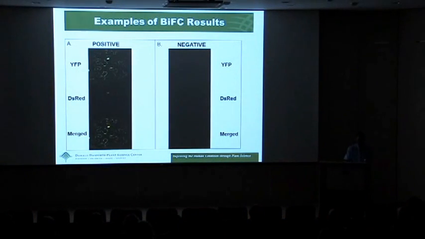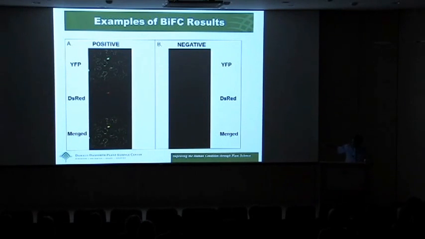So here are some examples of a positive and a negative reaction. Here we can see our YFP fragment, which is fused to the proteins of interest, in the positive reaction. And DsRed is our expression vector, which tells us whether the cell has been transformed or not. And here is a merged image of the YFP and the DsRed together. And here you can see a yellow fluorescent complex, which indicates to us that an interaction has taken place.